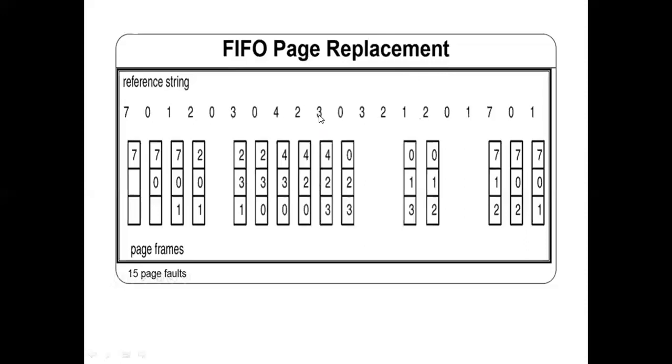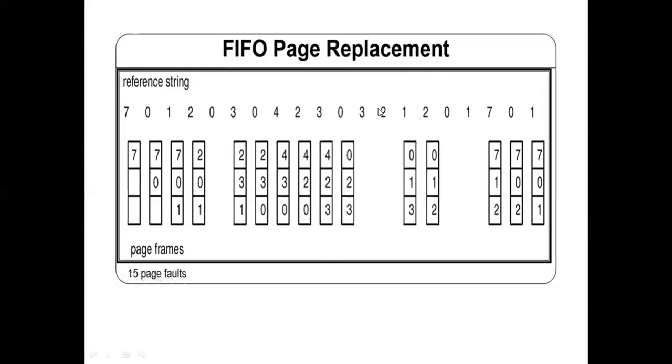Then again the CPU is looking for page 3. Which is the oldest among these 3? Page 0 was brought in long back compared to these two. So you put in 0. Then again page 3. Here we have 0, 4, 2 and 3 coming in. So you remove 0 and you put 3.